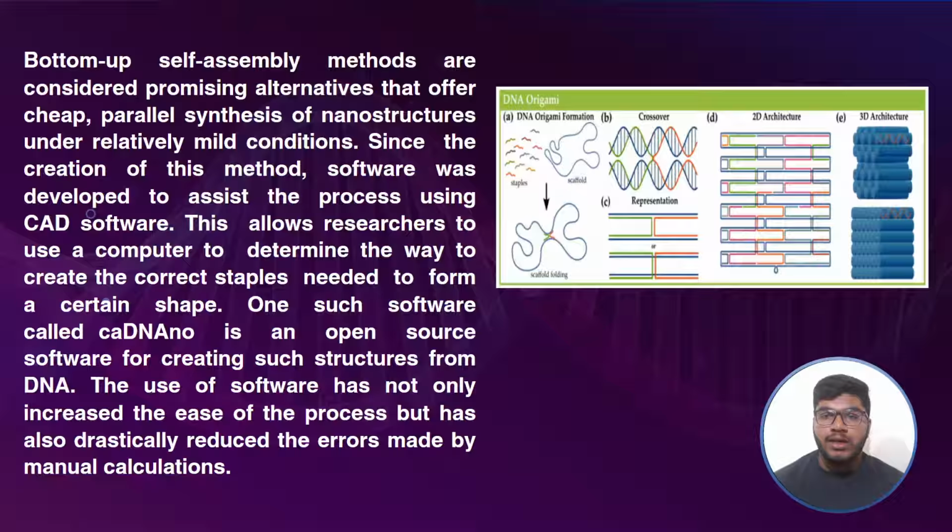Here the typical diagram of DNA origami formation is given, and the crossover representation is also given here. The 2D and the 3D architecture of the DNA is also given here. You can see how the DNA origami formation takes place, that is, the staples and the scaffold combine to form the scaffold folding.